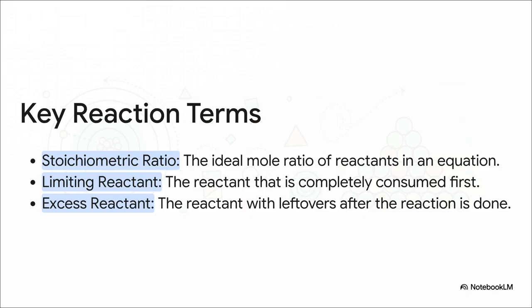But what happens if your measurements aren't perfect? What if you just dump in too much of one ingredient? Well, the reaction is going to stop as soon as one of them runs out completely, right? The one that gets used up first, we call that the limiting reactant. And the one you have some leftover of, that's the excess reactant. Finding the limiting one is the most important step.